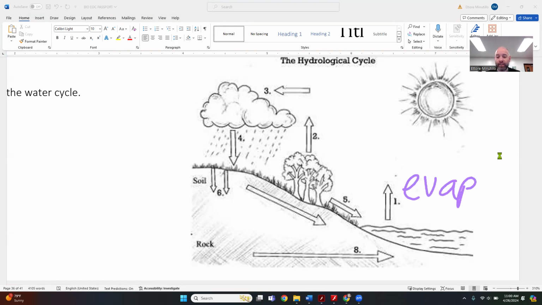That one over here, we've got evaporation, water going from a liquid to a gas. Up here with 3, we're going to skip 2 for a minute and come back to it. With 3, we've got the water collecting in the atmosphere and coming together. This is called condensation. Condensation, water grouping up.